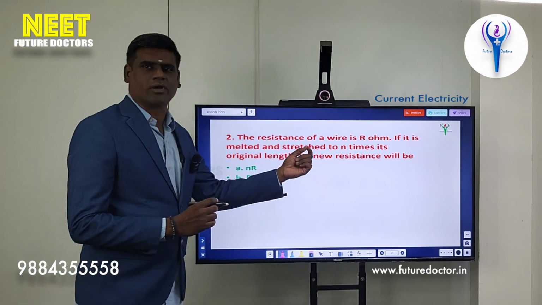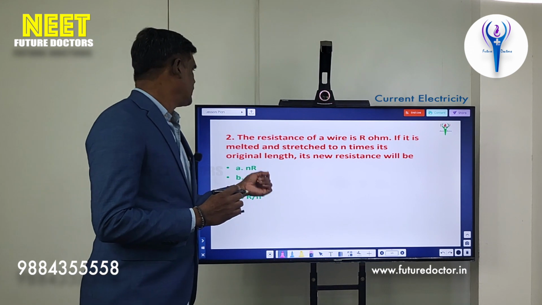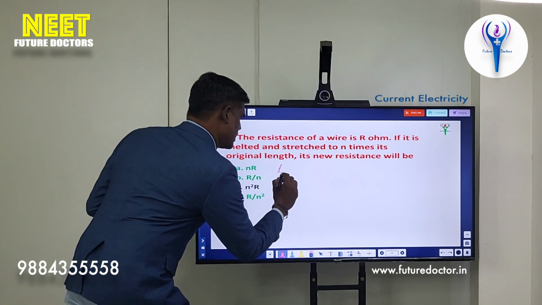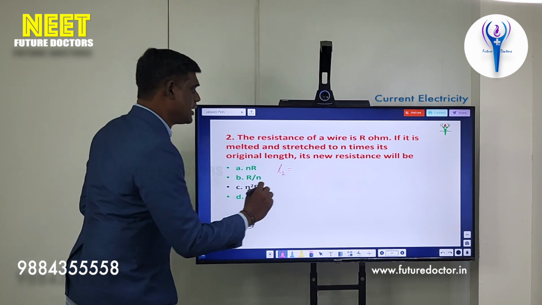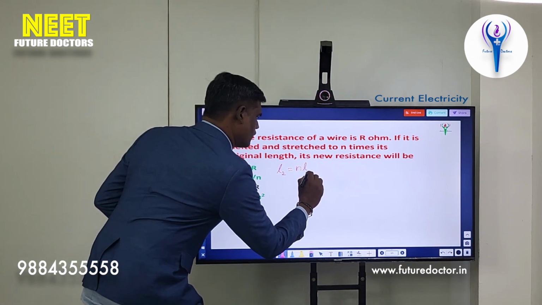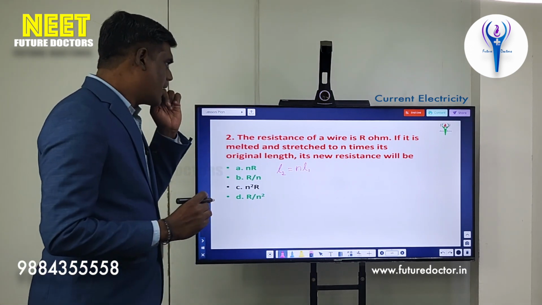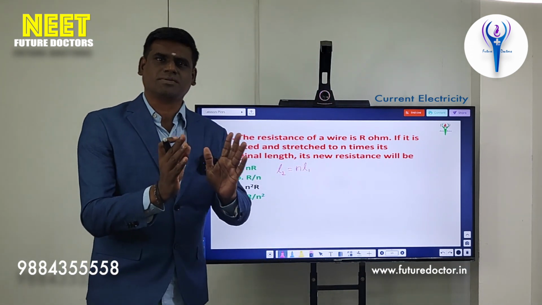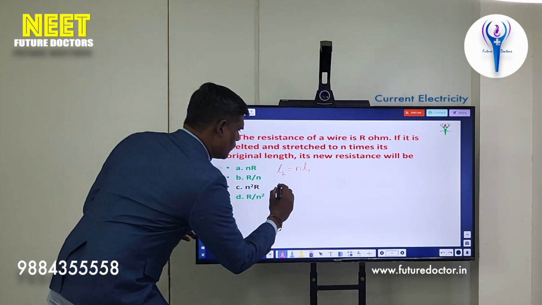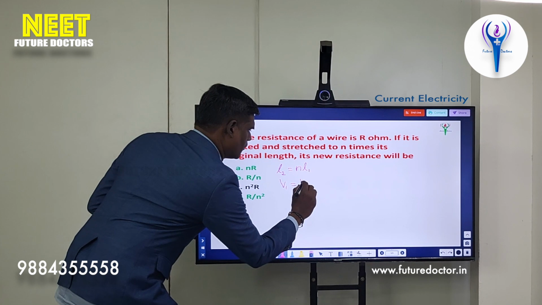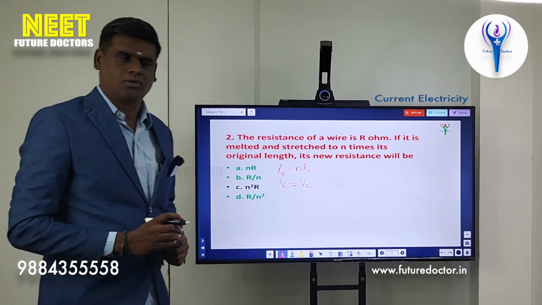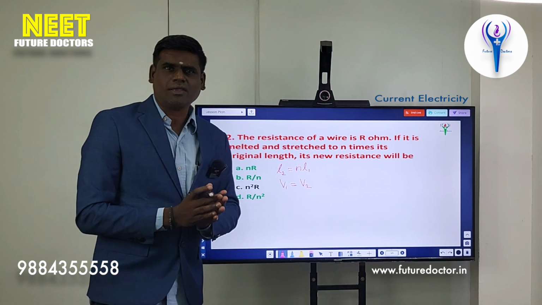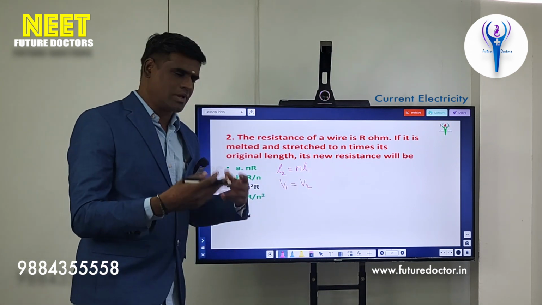That is, the resistance of a wire is rho, it's given. And if it is melted and stretched to n times its original length, it means L2 equals n times L1. And whether stretching by increasing length or decreasing length by compressing, its volume is maintained constant. That is, volume V1 equals V2. V1 is the initial volume before stretching and V2 is the final volume after stretching to n times. n may be some number.